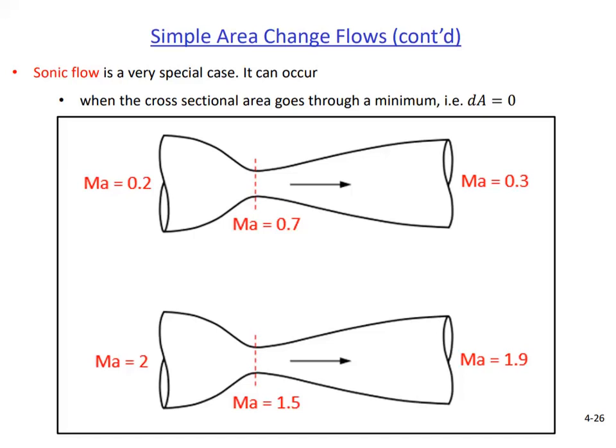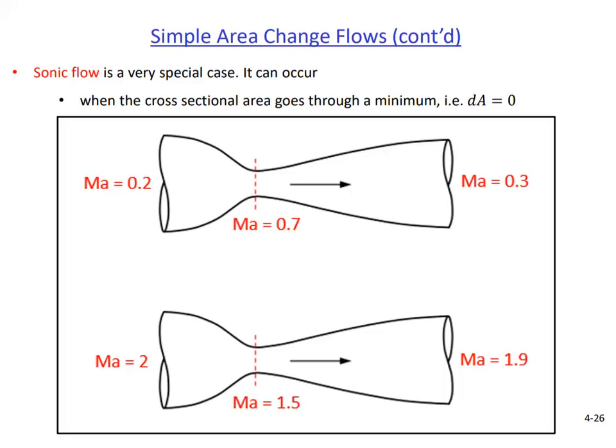The flow is subsonic everywhere in this duct. In the second example, supersonic flow at Mach number 2 enters the duct. It decelerates down to Mach number 1.5 at the throat, and it accelerates in the diverging part, exiting as supersonic.